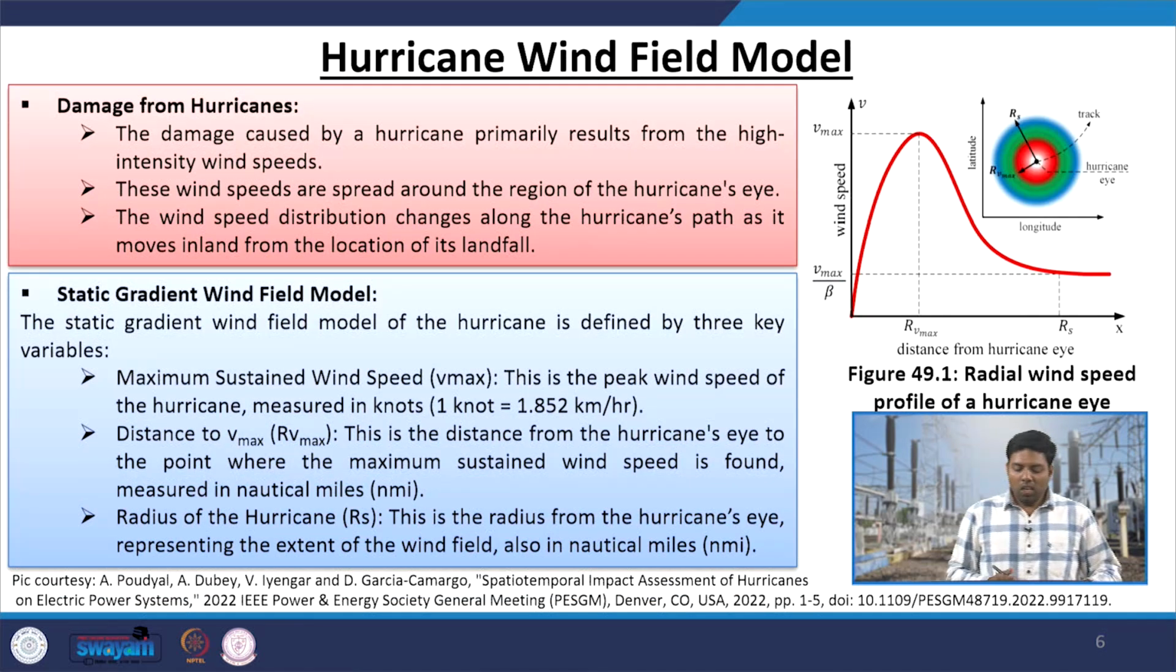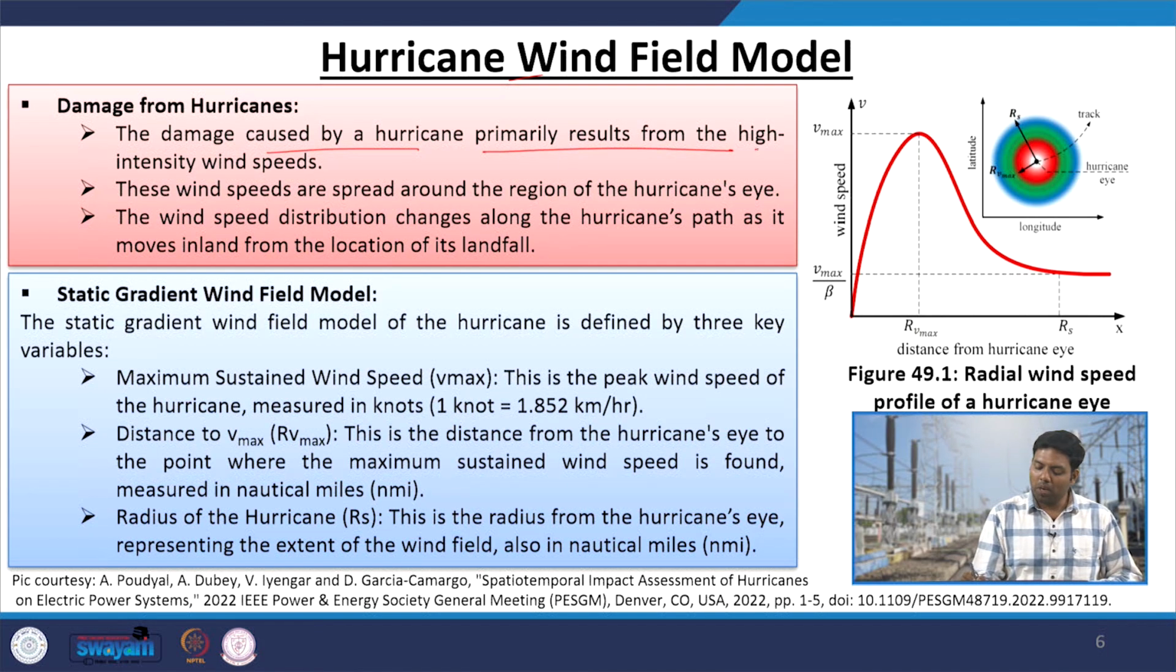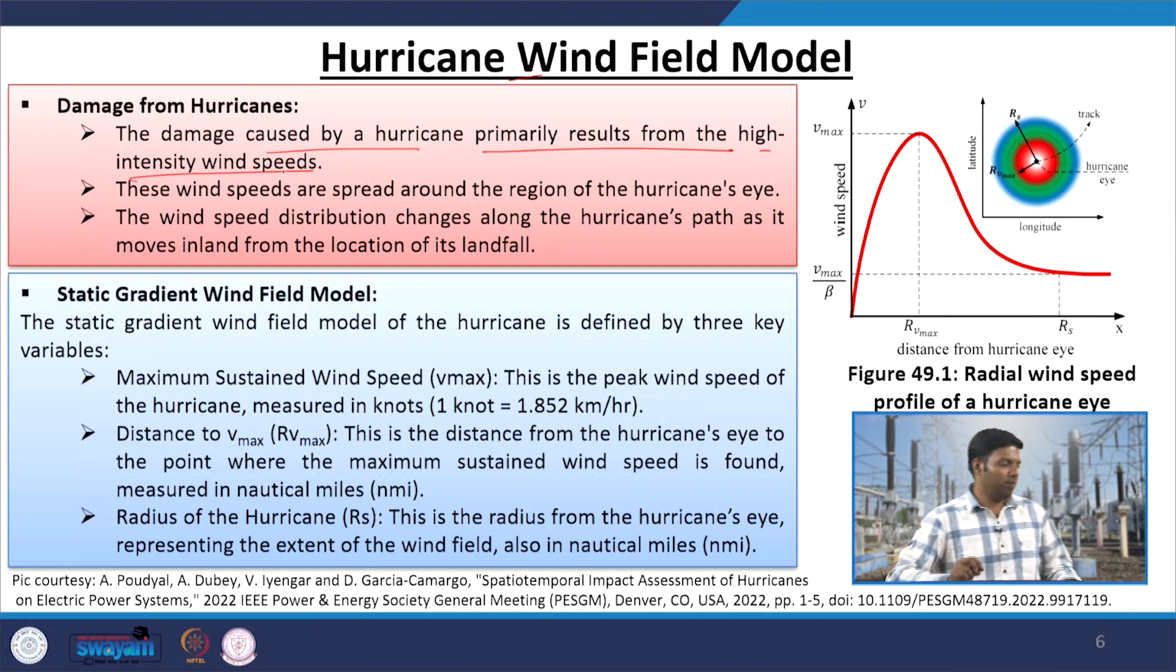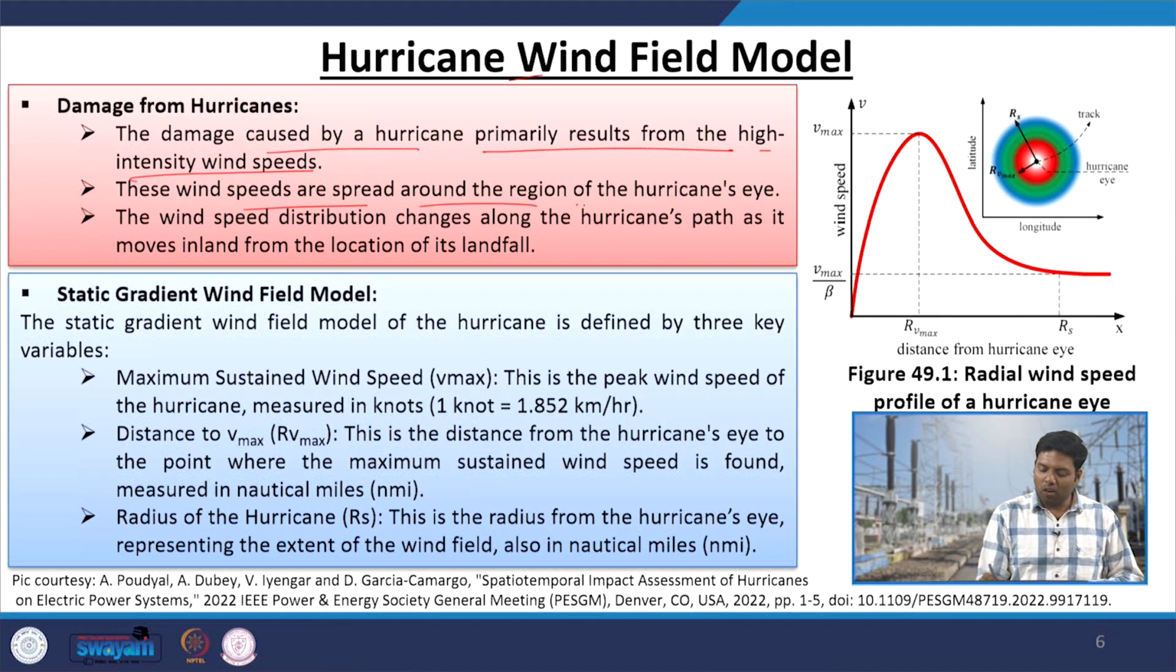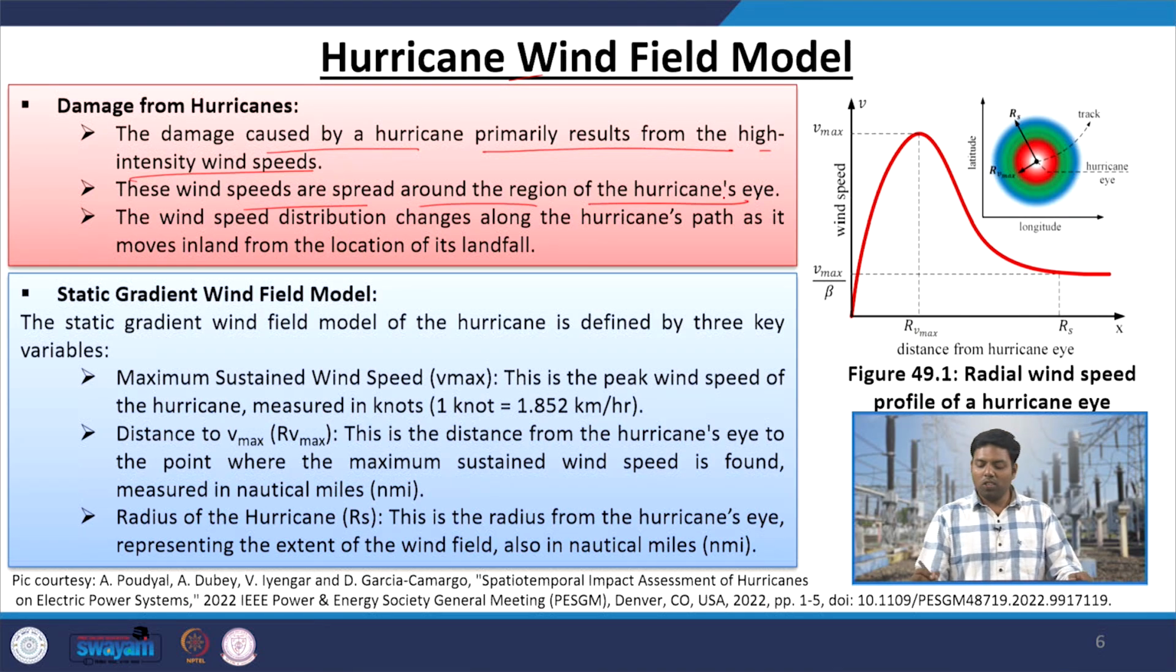So, now you have to model the hurricane wind field. If you see a hurricane, the damage caused by the hurricane primarily results from the high intensity of wind. That is the main driving force of the breaking down of your system equipments. These wind speeds are spread around the region of the hurricane's eye. So, if you see a hurricane, it has a center point that is called the hurricane eye. At the hurricane eye, the speed of the hurricane is 0, because that is the center.